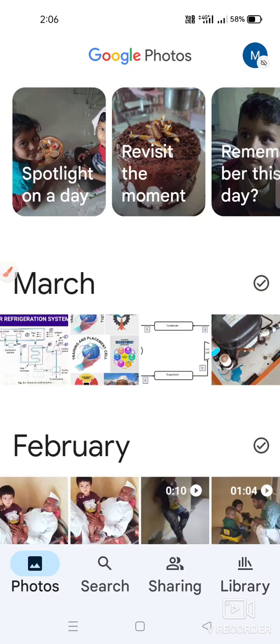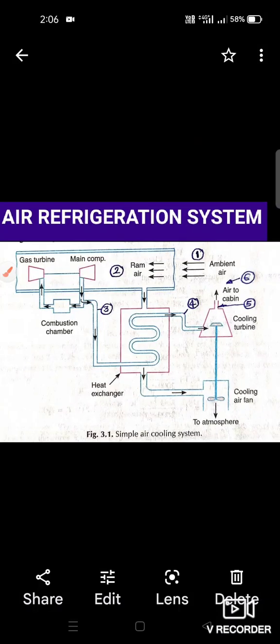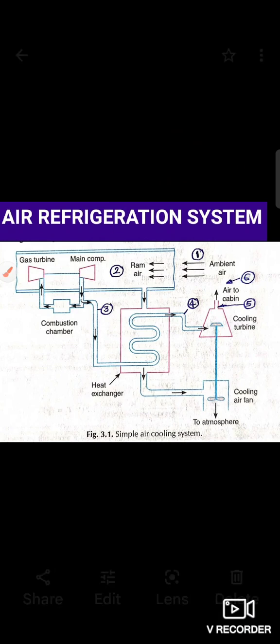Hello friends, we are going to study air refrigeration system. This type of refrigeration system is used in all aircrafts.